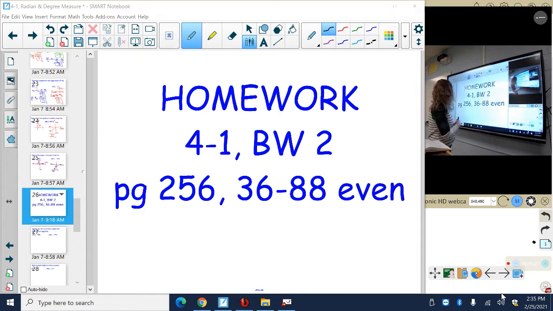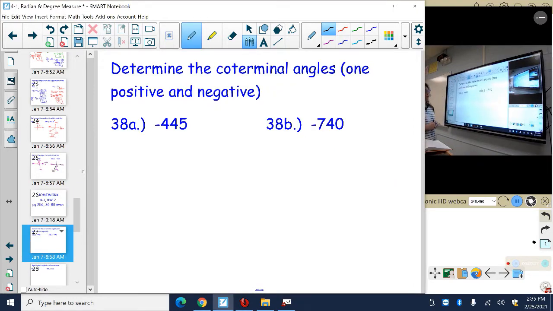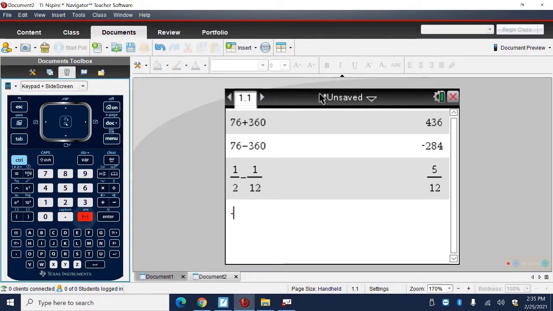So here we go. The first section for 38, the directions say, determine two coterminal angles, one positive and one negative in degree measure. So all you're going to do is you're going to say negative 450. Whenever you think coterminal, it's plus or minus 360, right? So I'm going to add 360 to that. And then if I do that, negative 445 plus 360, it's still negative. So that can give me the negative angle.